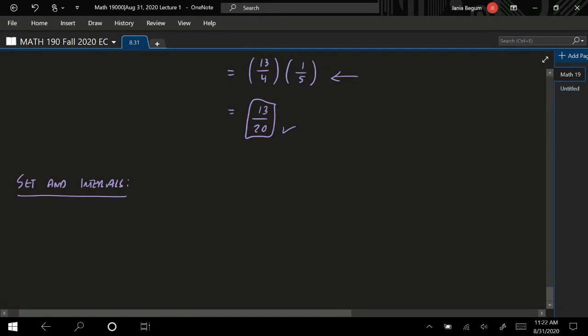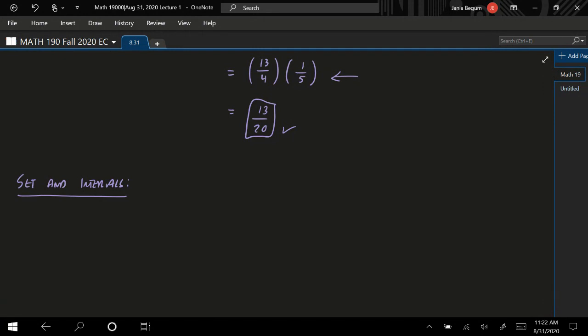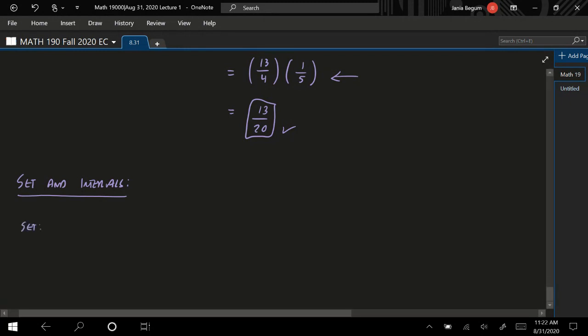We want to be able to express a set using interval notation or inequality notation. But before we do that, we want to identify what is a set, right? So a set is a collection of objects, okay, or numbers in our case most of the time, or things, right? So a collection of objects.